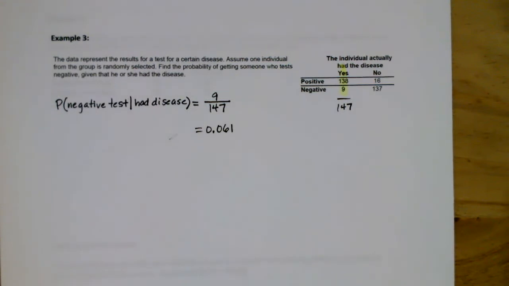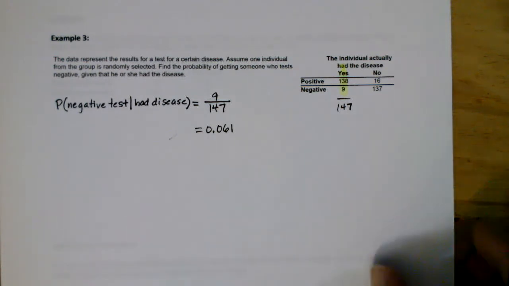So that represents the probability that a randomly selected individual tested negative, given that he or she had the disease: 0.006, 0.061. Okay. All right. Let's try this one.